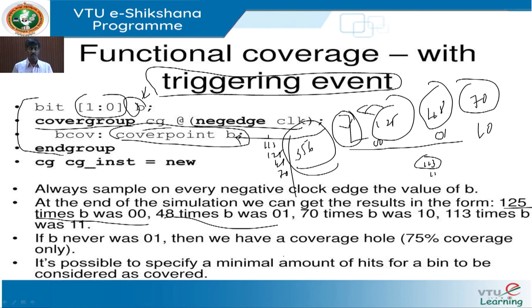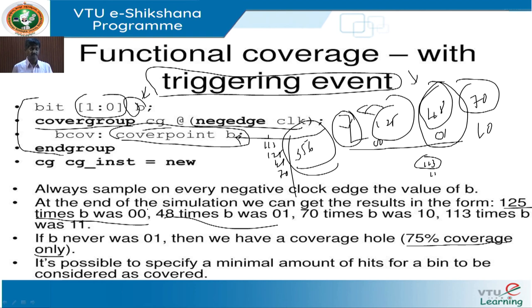So what is the minimum parameter here? The minimum parameter is 01, which is the least value that needs to be considered. If B is never 01, then we have a coverage hole, and only 75% of the coverage is considered. It's possible to specify a minimum amount of hits for a bin to be considered as covered, which may vary with respect to those values.